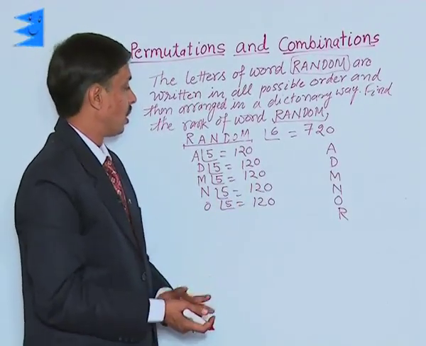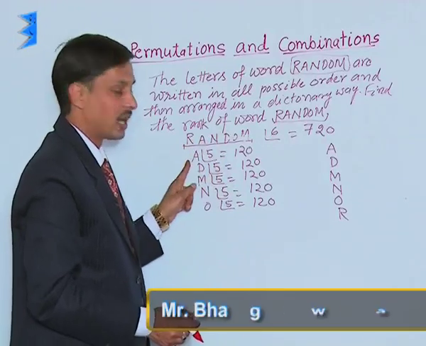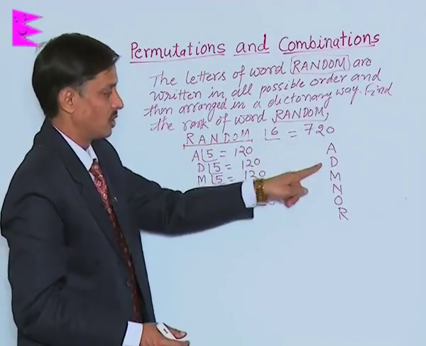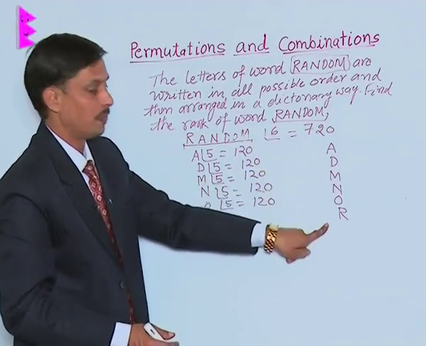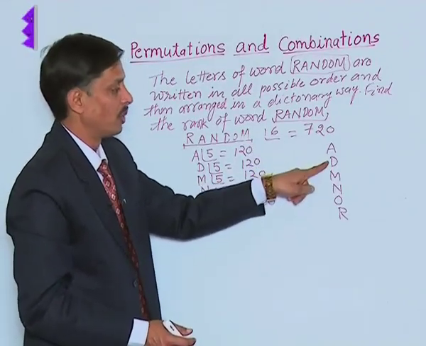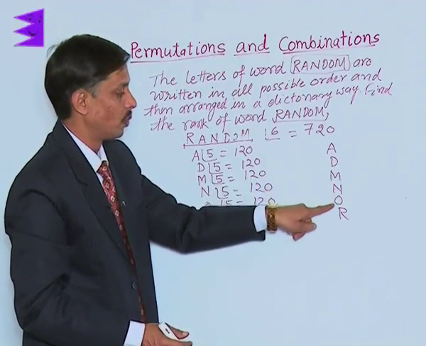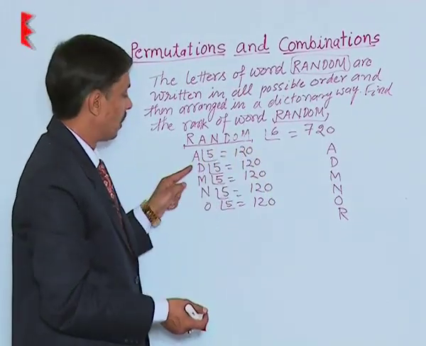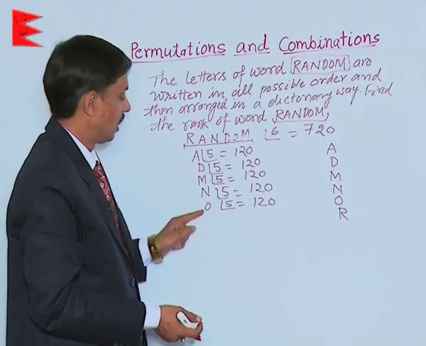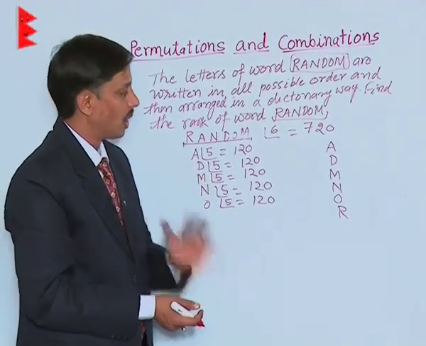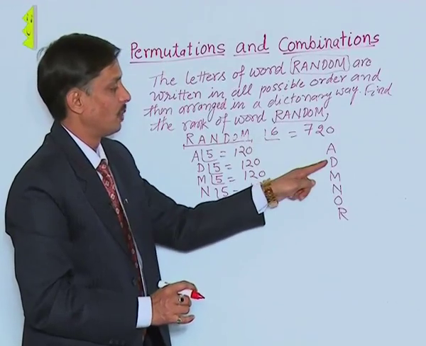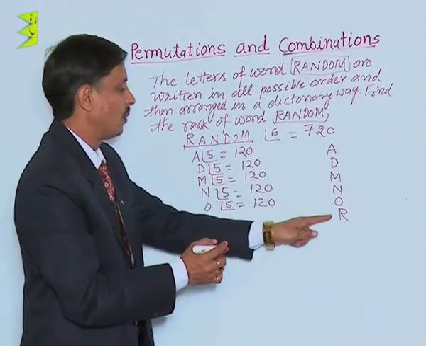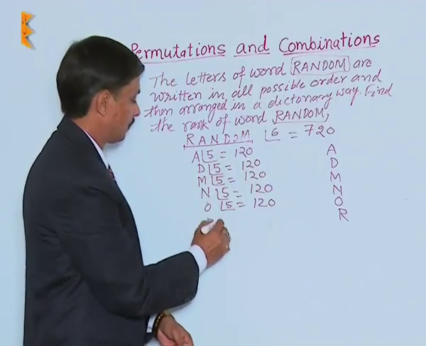So the number of words which can start with A is factorial 5, because A is fixed and the remaining letters can change their positions. So the linear permutation for 1, 2, 3, 4, 5 letters is factorial 5, that is 120. Similarly for D, M, N and O. Now we come to words starting with D, then M. Finally we come to R.